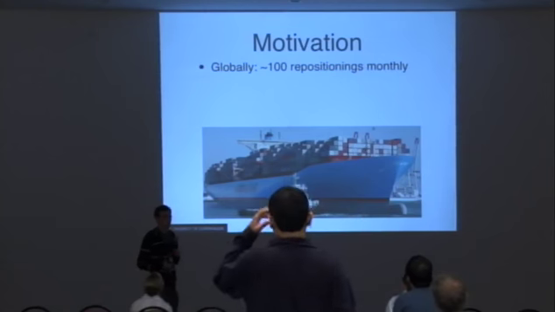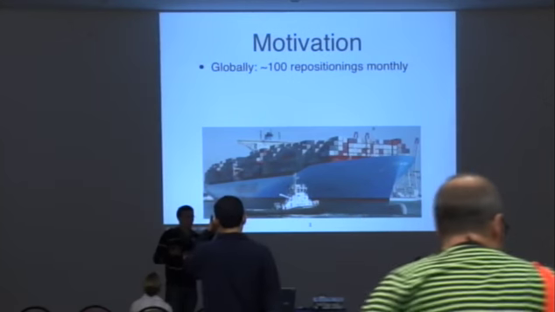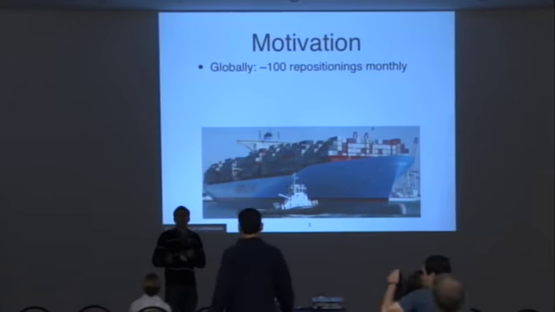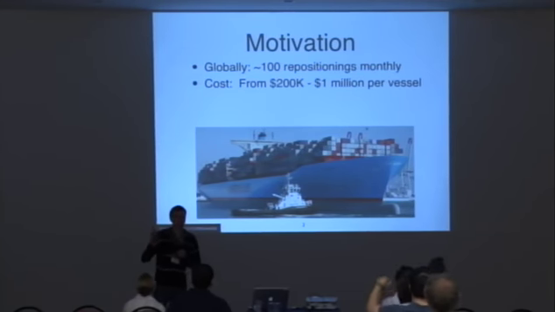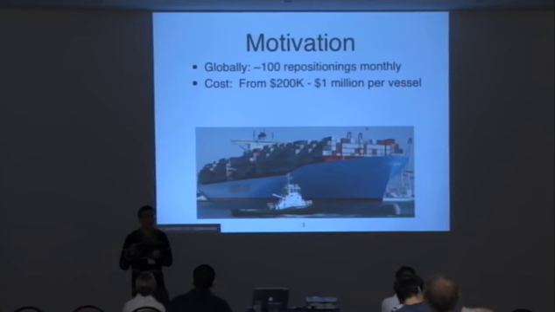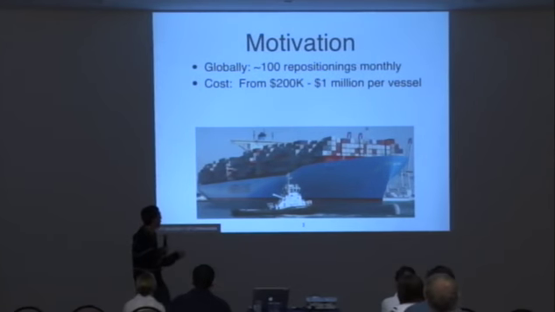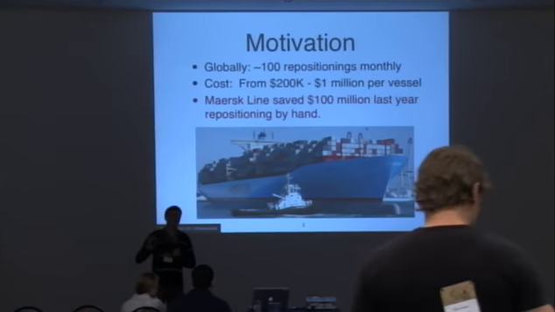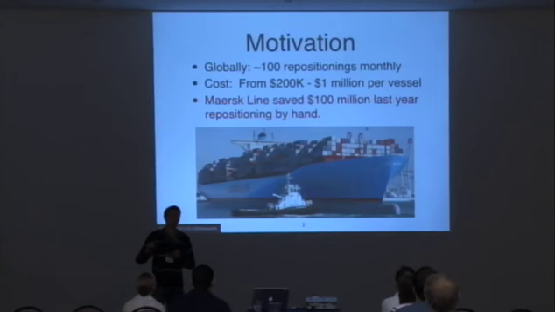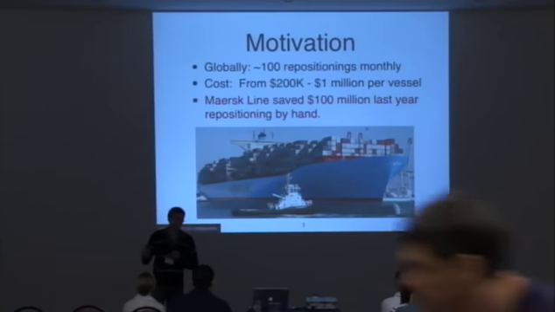So, what's the motivation for this problem? Globally, there's about 100 repositionings monthly, and I'll get into what a repositioning is in a second. The cost is from $200,000 to $1 million per vessel, and a vessel is one of these, a big ship carrying lots of containers. Maersk Line estimates they saved $100 million last year repositioning by hand. So you can imagine what we could maybe do with automated techniques.